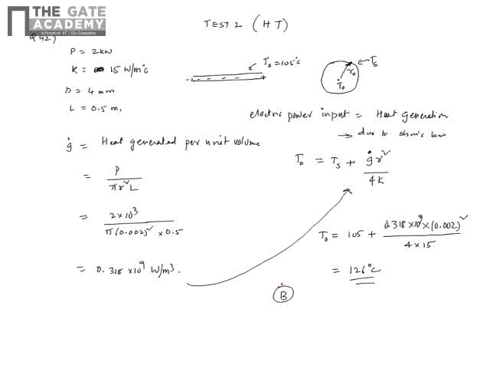This comes from the derivation for heat generation and then radial heat transfer to attain a steady state temperature in a cylinder. So this is something which you need to know. Thank you.